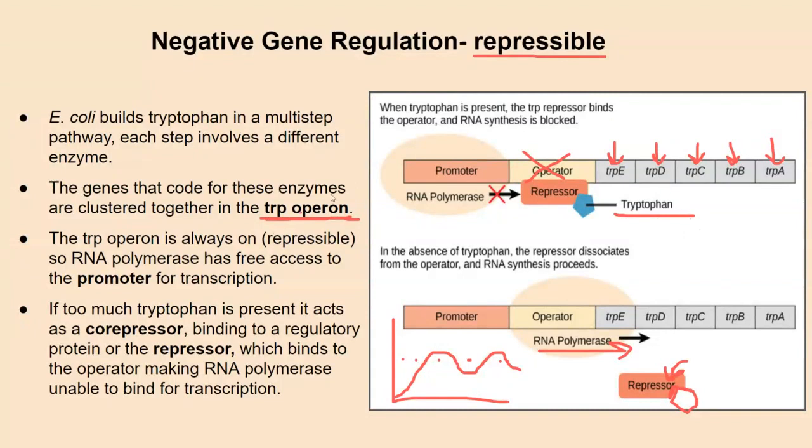So this is a repressible gene that is always on, and the end result, the tryptophan, actually binds to the repressor, which will turn the gene off. And all that the repressor does is bind to the operator area of the DNA, which prevents DNA polymerase or RNA polymerase from transcribing the gene.